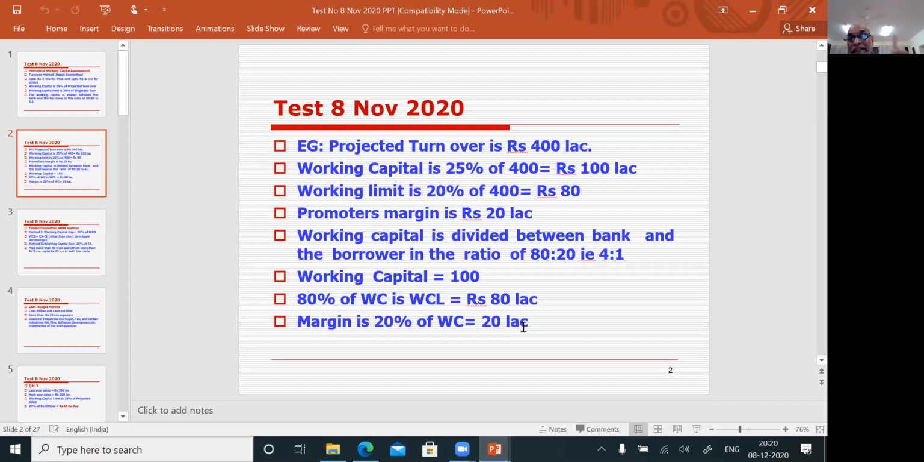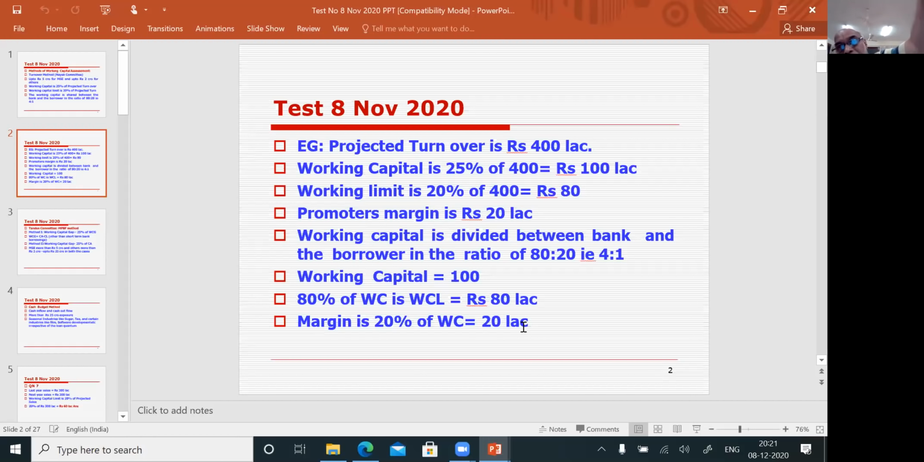What is the working capital limit? What is the promoter's margin? If they ask, the working capital of 100 lakhs is divided between the bank and the borrower in the ratio of 80:20, we got the point? Suppose they give the turnover and ask what the working capital is, that is 25% of the turnover. If they ask what the working capital limit is out of the turnover, 20% of the turnover is the working capital limit.